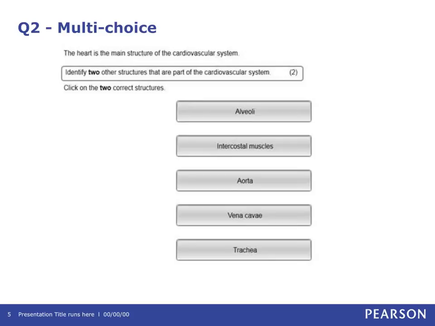Question 2. This question is a straightforward multiple choice. Most learners were able to answer this question correctly by identifying the aorta and vena cava as structures of the cardiovascular system. The distractors were structures in the respiratory systems, and most learners were able to differentiate between structures of the two systems. Answer: aorta and vena cava.